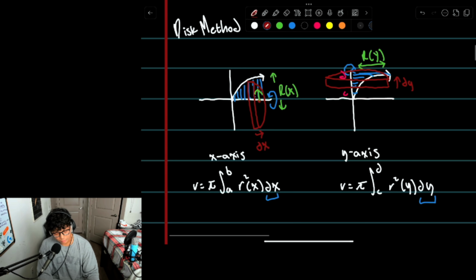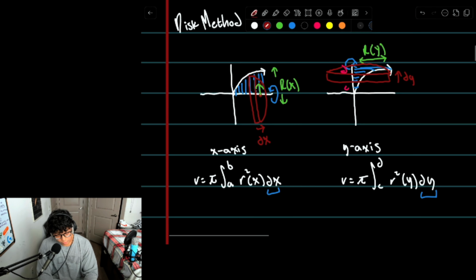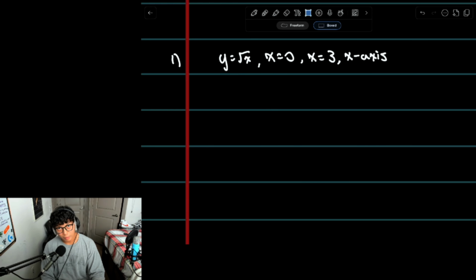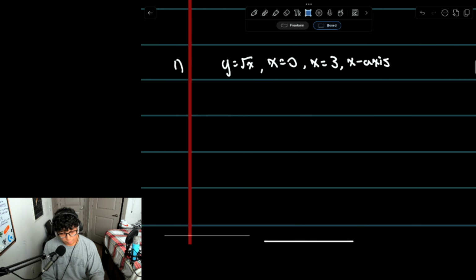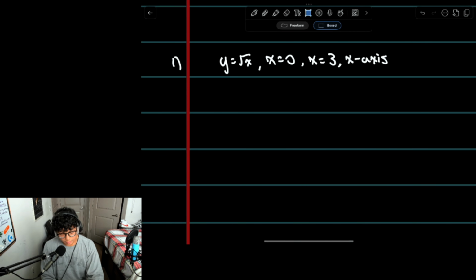So that is why we use these formulas, V equals pi, integration from a to b, r squared x dx, and then the other one for y. Our first problem is to find the volume of a region bounded by y equals the square root of x, y equals 0, x equals 3, and revolved around the x-axis.